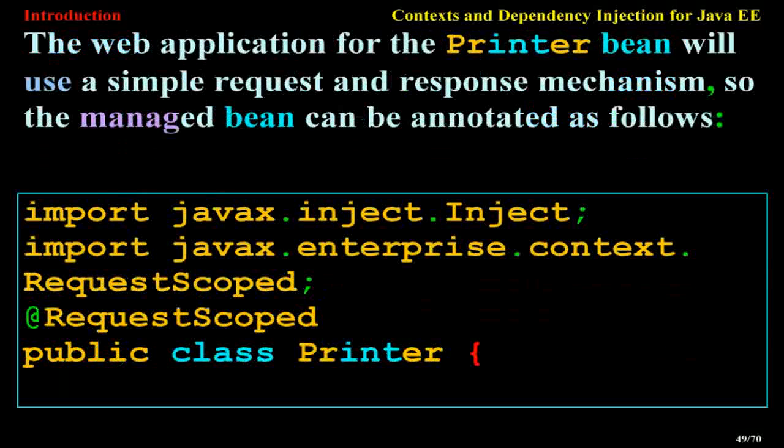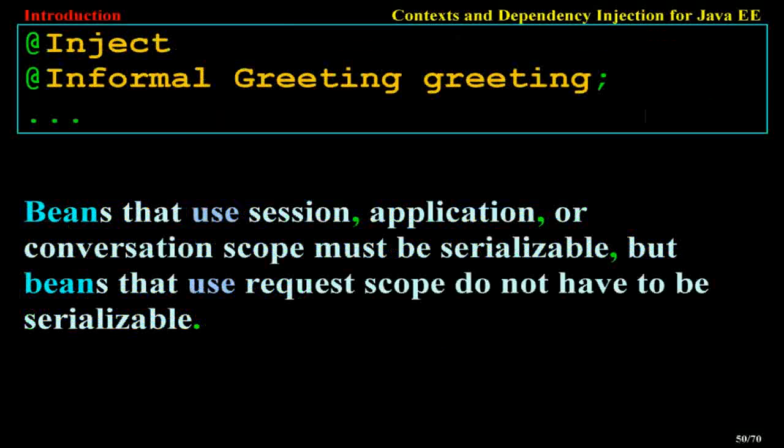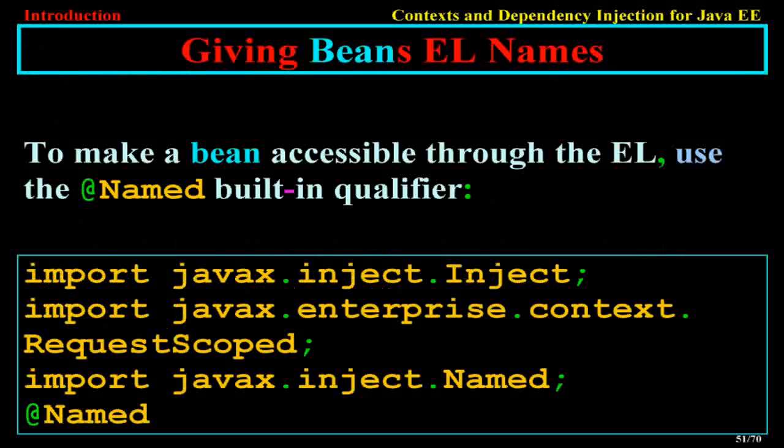The web application for the printer bean will use a simple request and response mechanism, so the managed bean can be annotated as follows: import javax.inject; import javax.enterprise.context.RequestScoped; @RequestScoped public class Printer, @Inject Greeting informalGreeting. Beans that use session, application, or conversation scope must be serializable, but beans that use request scope do not have to be serializable. Giving beans EL names.